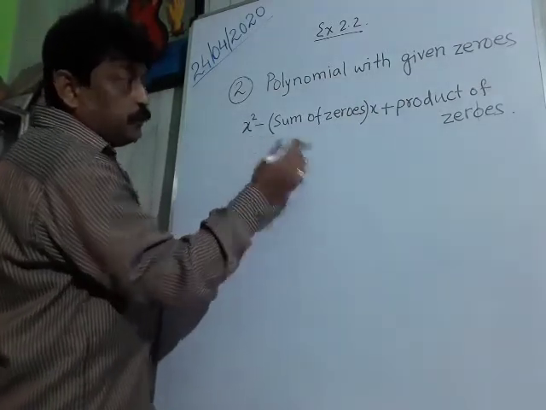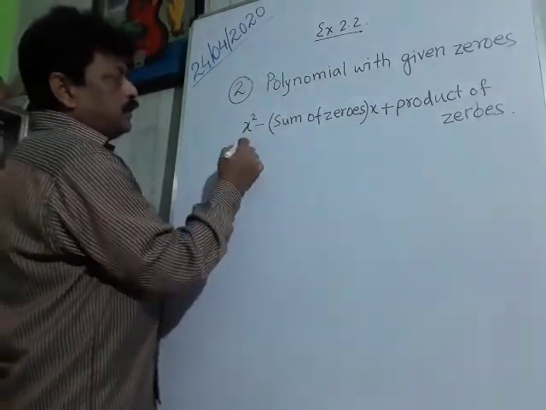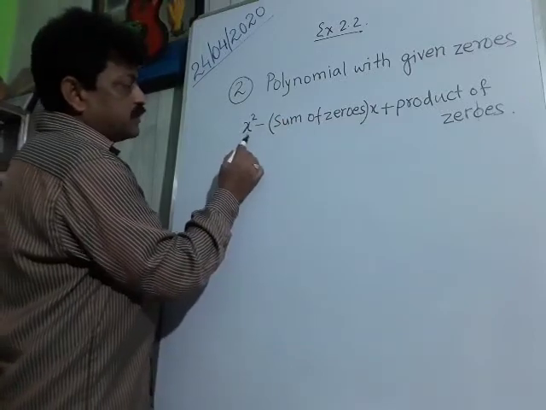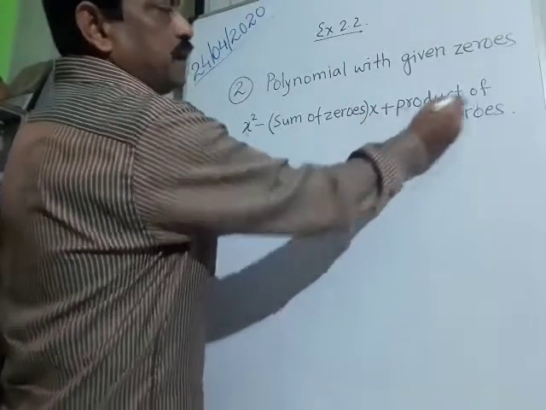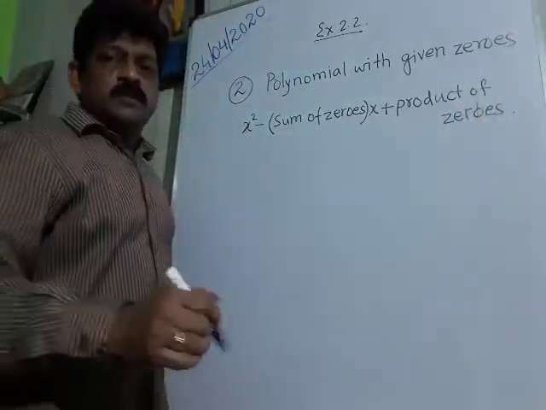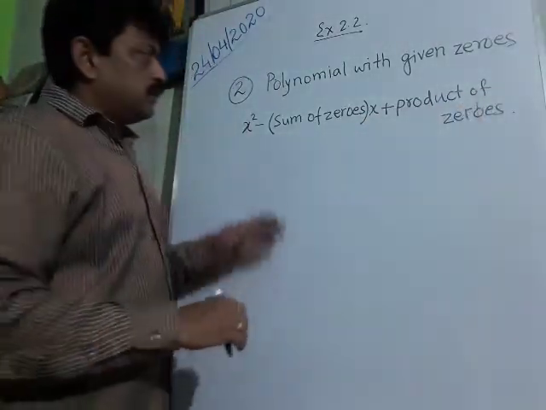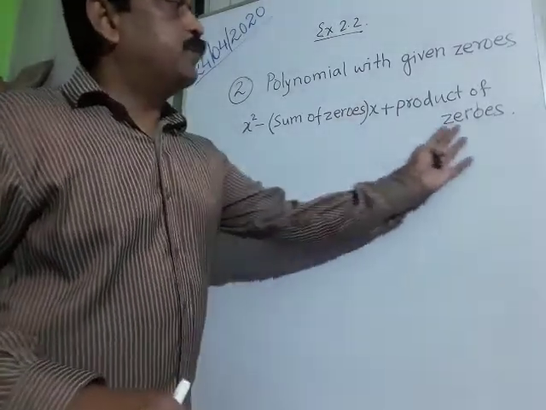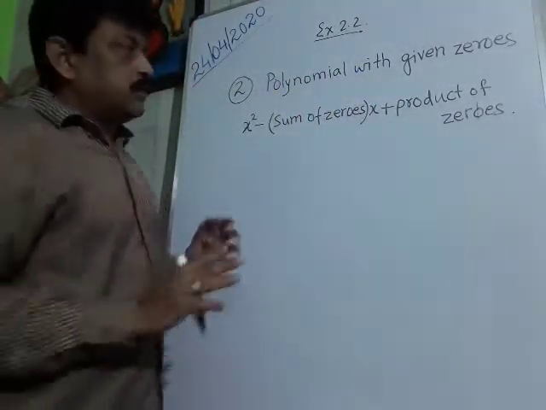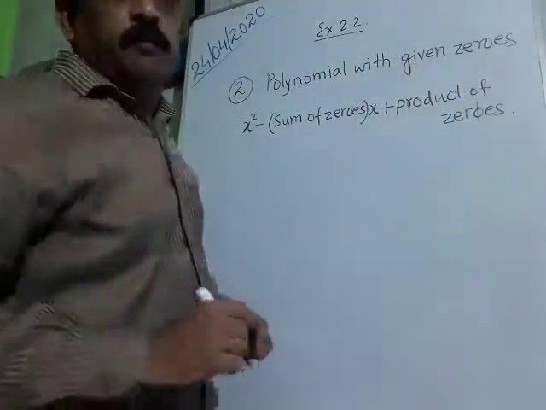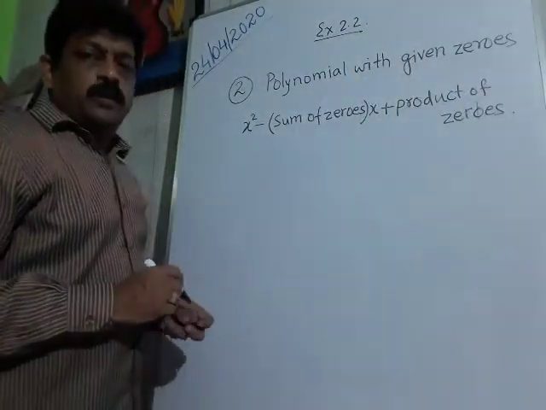So the formula to find the polynomial is x square minus sum of the zeros into x plus product of the zeros. Means if the zeros are given, then find their sum, find their product, and put the values in this equation. You will get a polynomial of the required type.